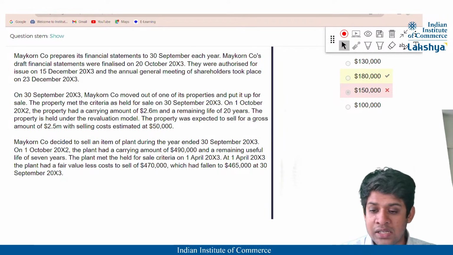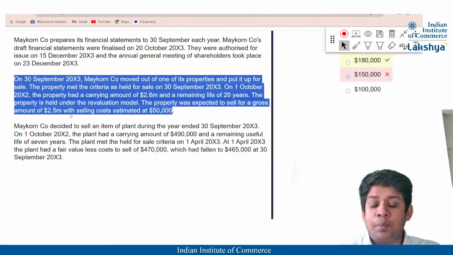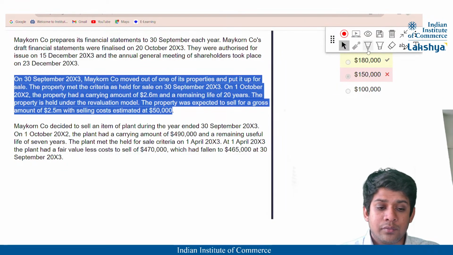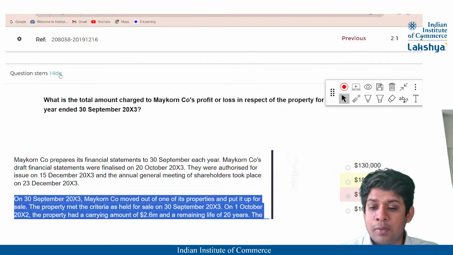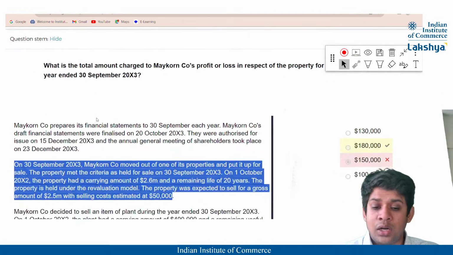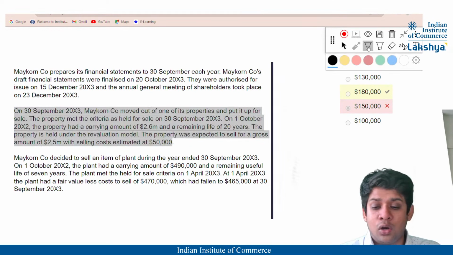Where is that property one? I think this one. On 30th September 2013, Macon Company moved out of one of its property and put it up for sale. At the year end, they put it up for sale. What is the question again? What is the amount of charge that is to be made, right? Total amount charged to P&L in respect of property. So it could include the impairment also, right?